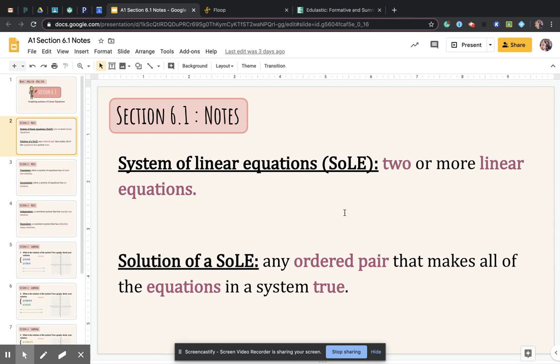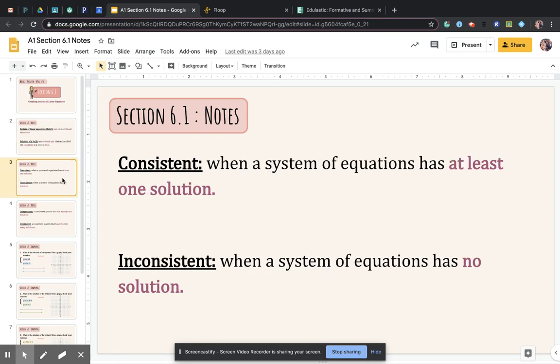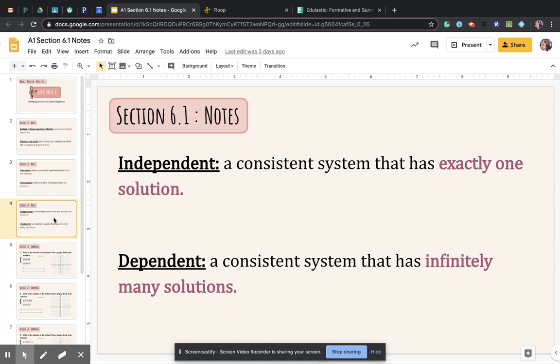We're going to be looking at three special cases with this. We have consistent. That's when a system has at least one solution. And then inconsistent, when a system of equations has no solution. Independent is a consistent system that has exactly one solution. And then a dependent is a consistent system that has infinitely many solutions. So we're going to kind of figure out what those are.